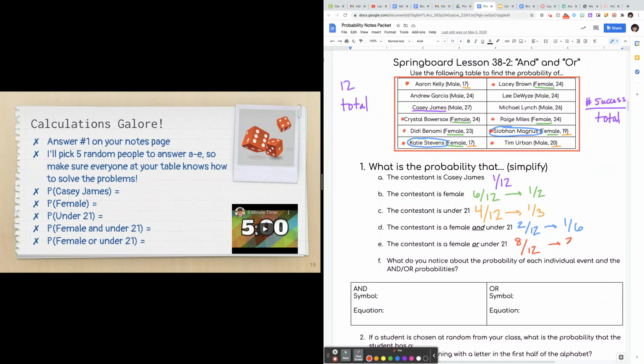So 8 divided by 4 is 2, and 12 divided by 4 is 3. Okay, so there's a couple of things that I'm hoping that you noticed here about the difference between the and probabilities and the or probabilities. The and probabilities are very exclusive, and it's always going to be less than the two individual ones, right? So like each of these individual probabilities, 6 out of 12 and 4 out of 12, the and probability is smaller, right? But the or probability is actually larger than both of them individually. Okay, so those are some good things to notice.